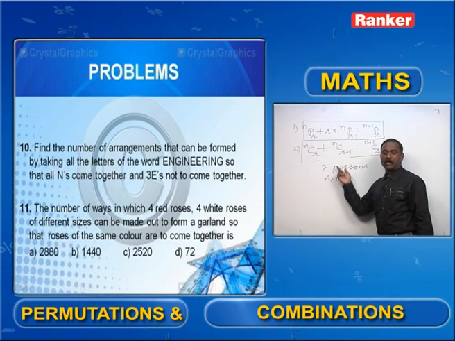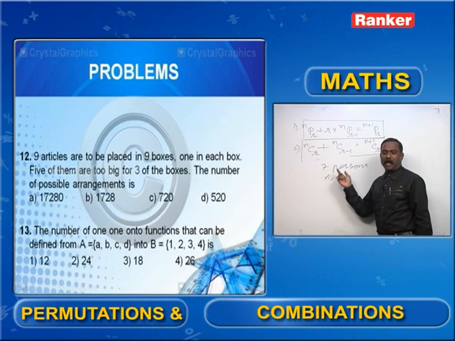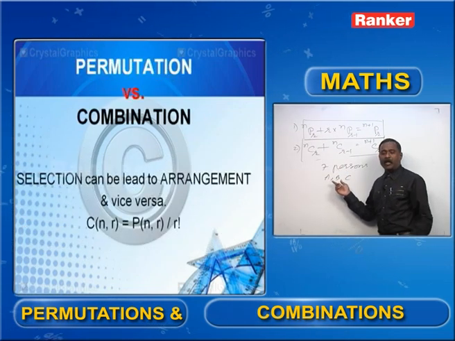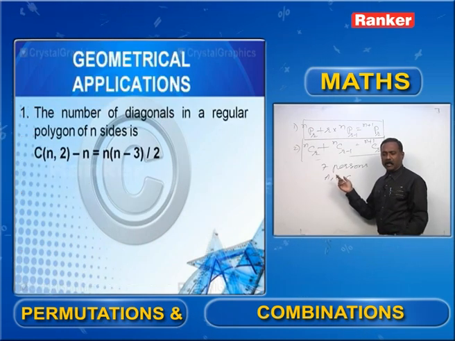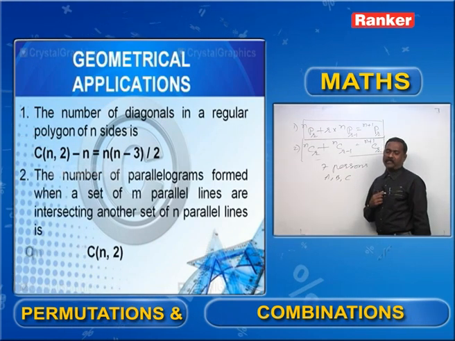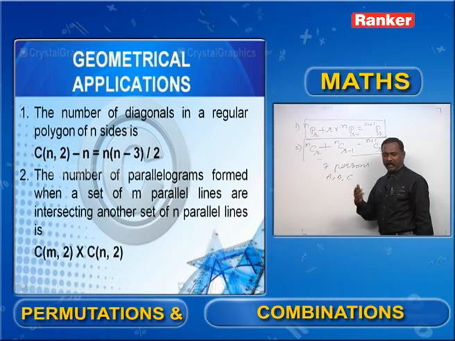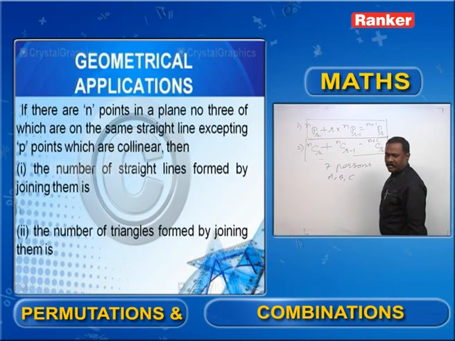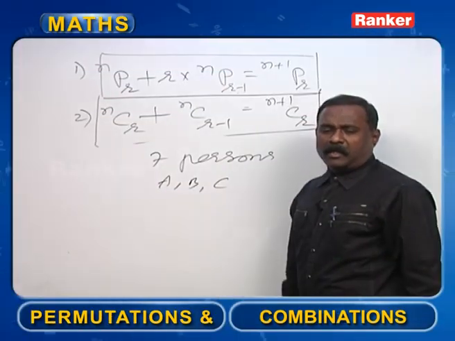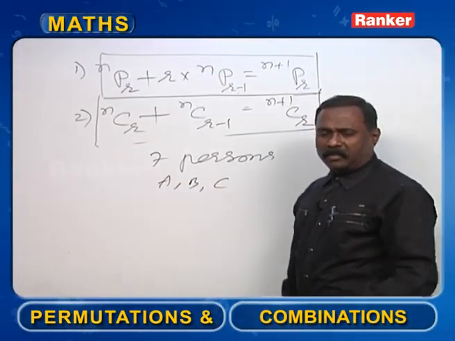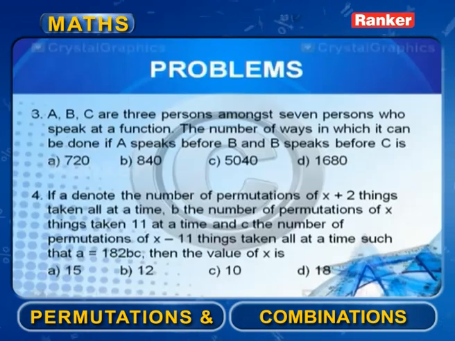That means these 7 persons are to speak in a meeting, and in that one, the ABC order is not to be considered. In such a case, how many permutations can be made? See this one carefully. Now, these 7 persons generally can be arranged in, just wait. See that one on the screen, please.